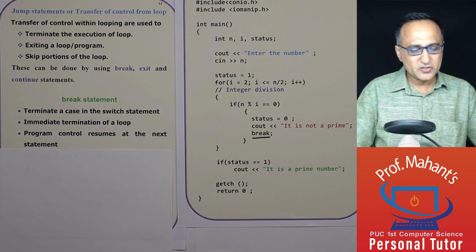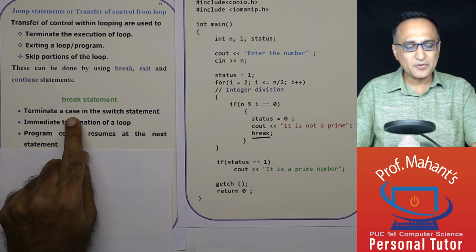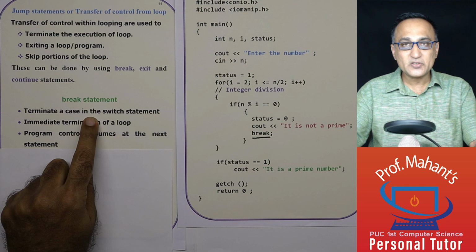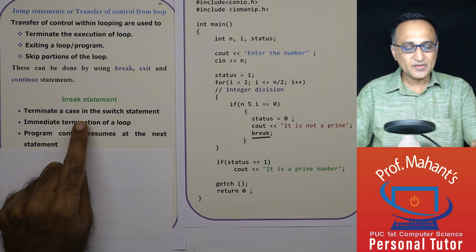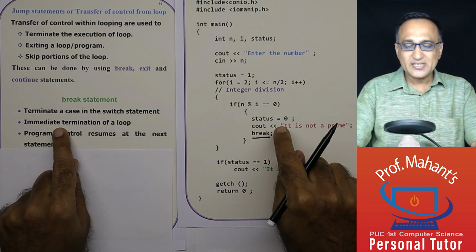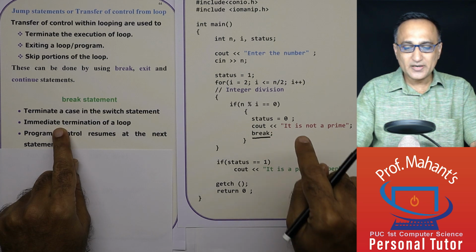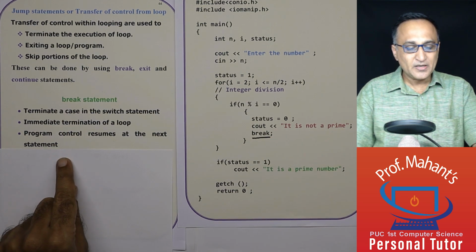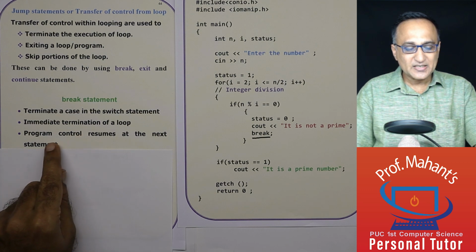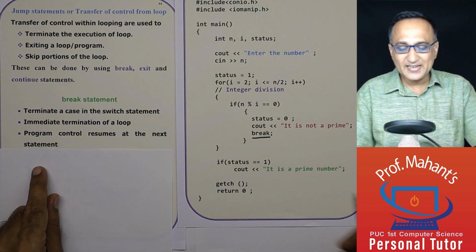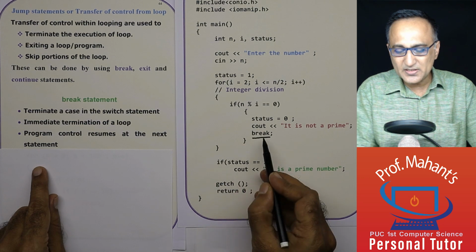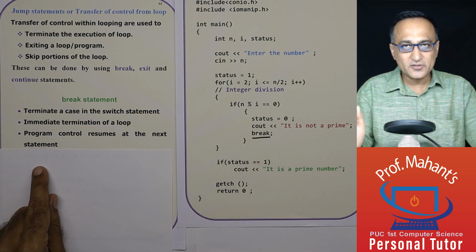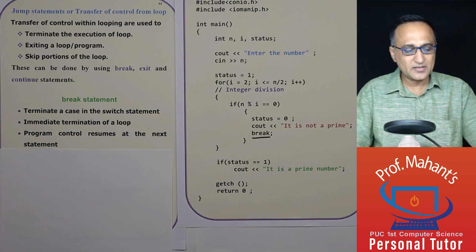So break statement is used at multiple places. For example, you have used it in the switch case statement to come out of that particular switch case label. Break causes the immediate termination or exit of the loop. So after it's a break, it will come out of the loop. Now once it breaks, the program resumes at the next statement. Next statement is here. Once it hits the break, it will come to this if. It will check the if. If the if is true, it will execute it. Otherwise, it won't execute it.